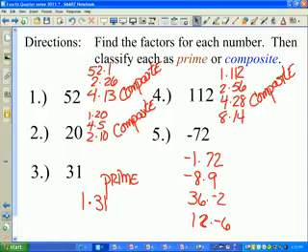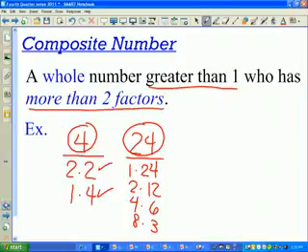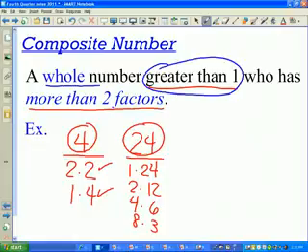But when it comes to the classification of prime and composite, I would have to say it's not classified, or it's neither prime nor composite. As soon as you see that negative number, remember, as we said, it is a whole number, but it has to be greater than 1. So that eliminates negative numbers and it eliminates fractions.